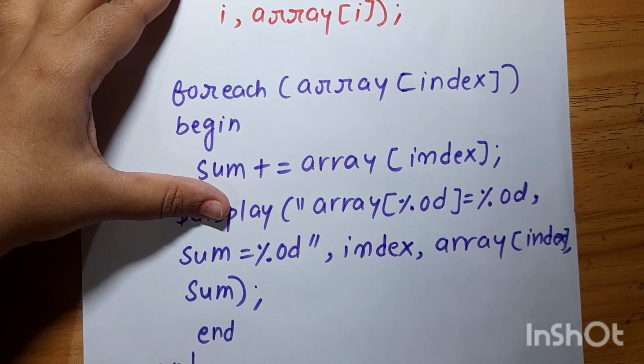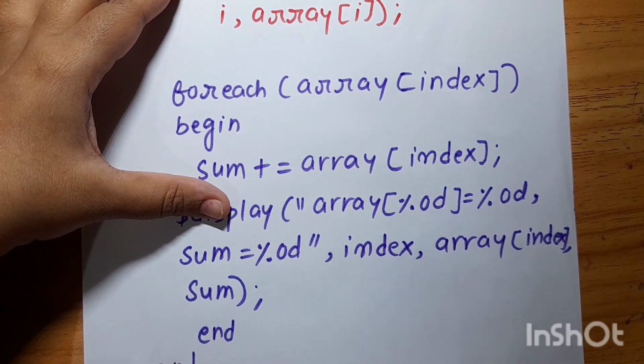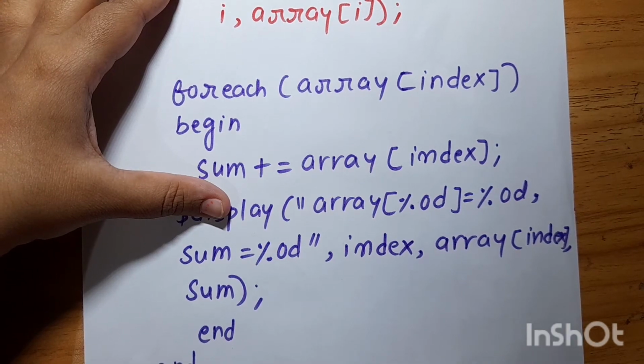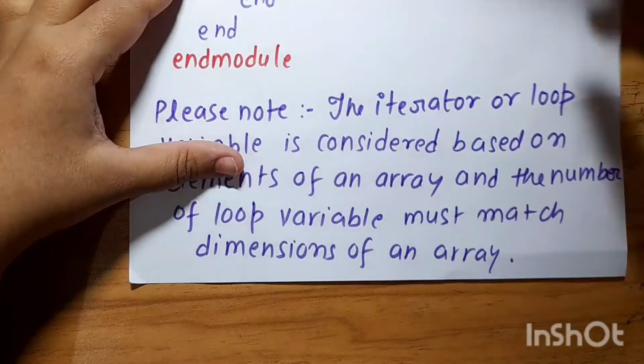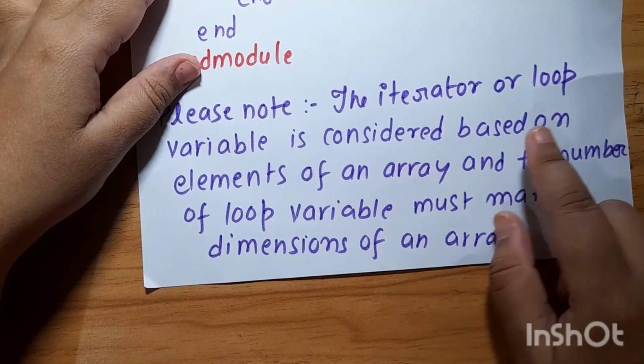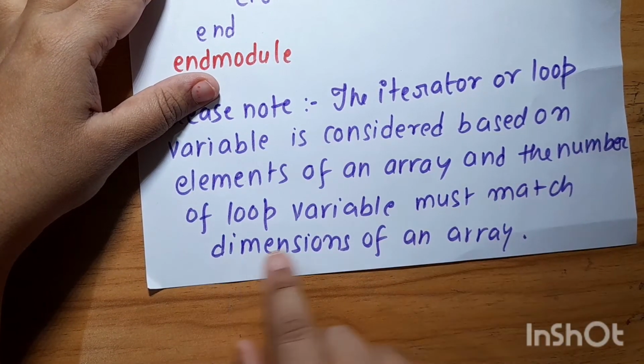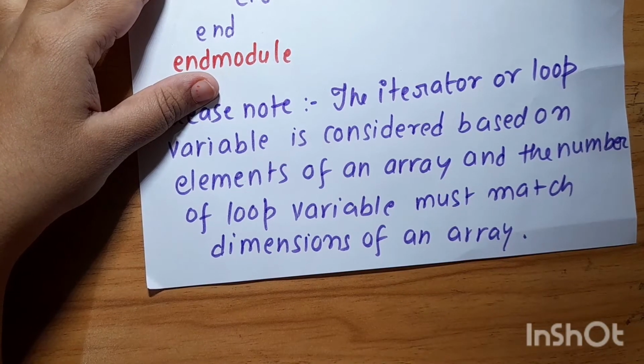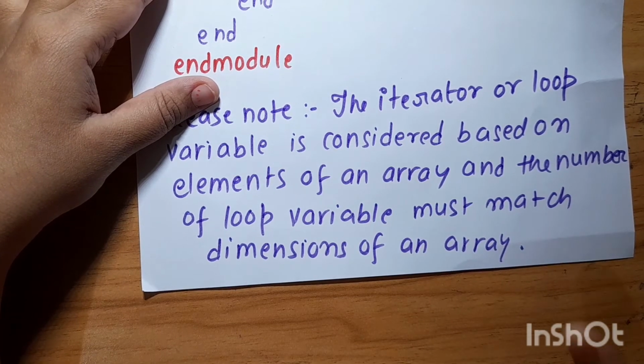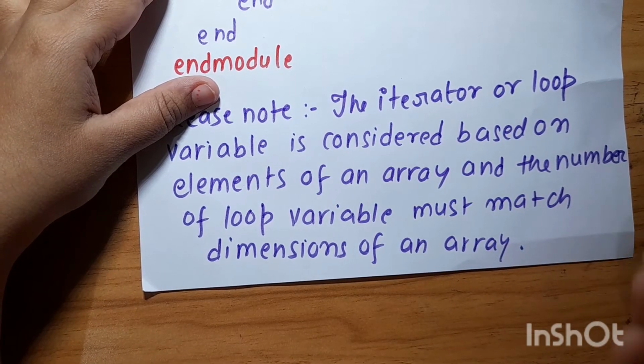In the case of a for loop, I set an initial value. I set i is equal to 0, then i less than so and so, then i plus plus. All this I need not do. I need not set a limit also. Here it is automatically considered based on the elements of the array, and the number of loop variables must match the dimension of the array. It will automatically happen. The index value will iterate to the limit. Okay, this is self-explained in SystemVerilog. I need not do anything.